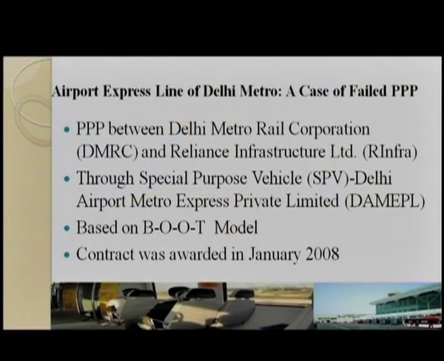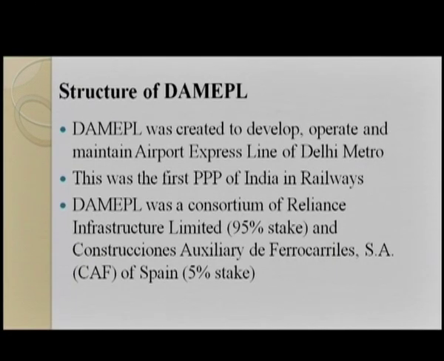So, let me discuss one case of failure of public private partnership in India. The PPP between the Delhi Metro Rail Corporation, DMRC, and Reliance Infrastructure Limited is one of the major cases of failure in public private partnership, especially in reformed India. Through a special purpose vehicle, SPV, Delhi Airport Metro Express Private Limited was developed, which was based on the build, operate, own and transfer model. The contract was awarded in January 2008.